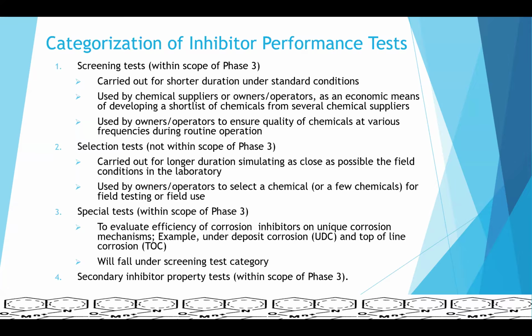Normally, we carry out screening tests for shorter duration under standard conditions. This can be used by chemical suppliers and owner-operators as an economic means of developing a short list of chemicals from several chemical suppliers. Step 1. It is also being used by owners and operators to ensure quality of chemicals at various frequencies during operation. So our focus is on screening test in terms of standardization or to establish precision statement.